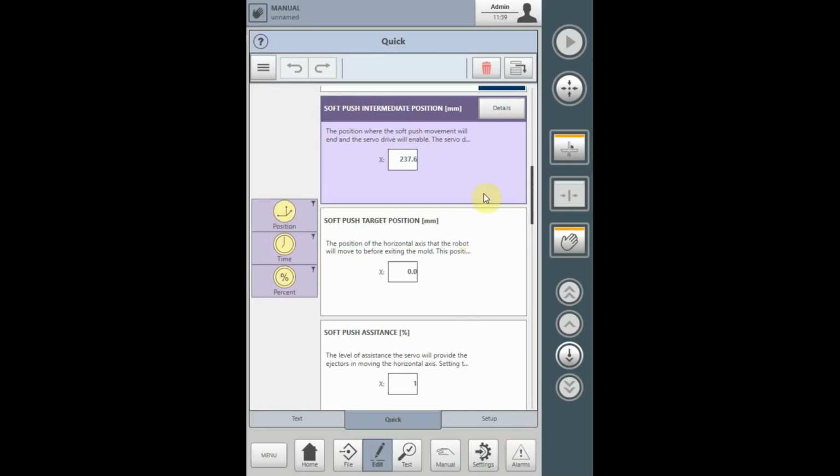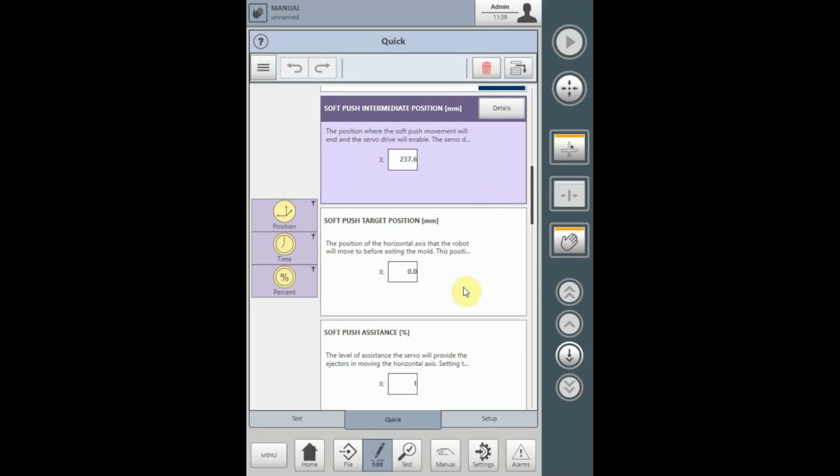The intermediate position is where the push function ends and the servo drive is fully enabled. The servo drive will also enable if the ejector forward signal from the machine is given before the intermediate position is reached.